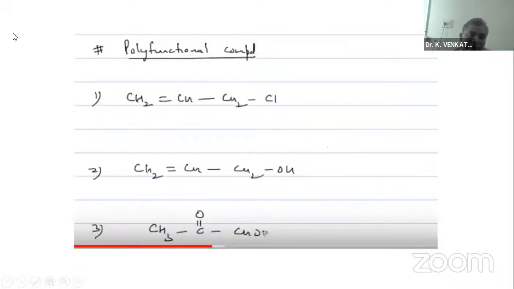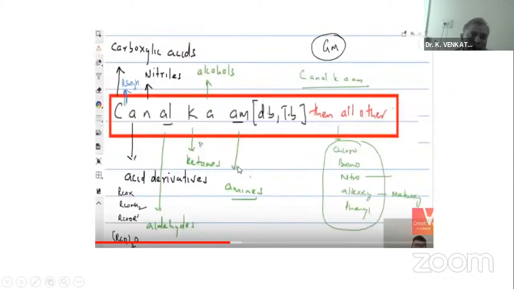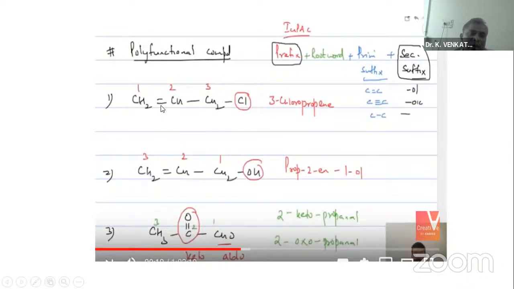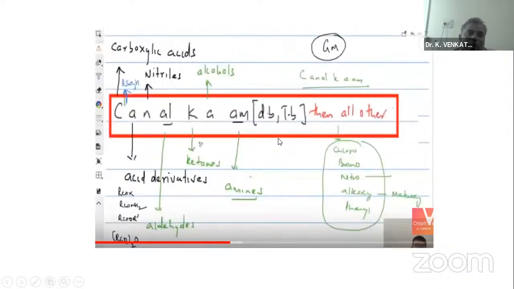Now you can see here CH2=CH-CH2Cl. Two functional groups are present: one is the double bond, another is chlorine. The double bond is present first, and the chlorine comes last. So we give preference first to the double bond. The carbon nearest the double bond is the first carbon, then the second carbon, then the third carbon. So 3-chloropropene is the correct name. So CANAL COMB is very important. You can use this.